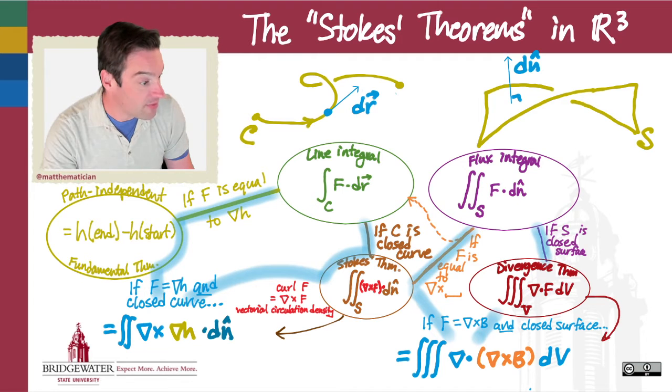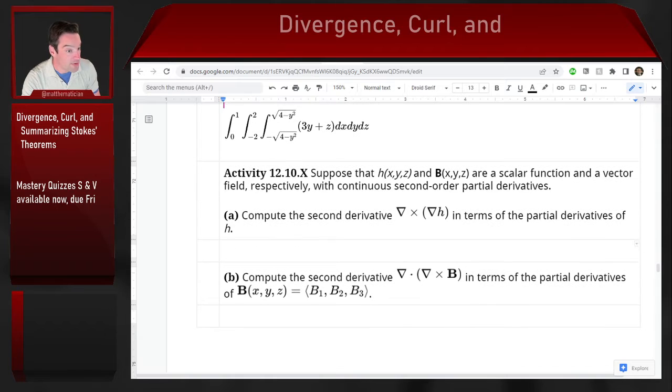So here's the last act that I have for us to work on together today, is to just compute those out. Compute this, what I call a second derivative, the curl of the gradient of h, and also compute the second derivative, the divergence of the curl of b, in terms of the partial derivatives of b and h. And just see what happens.